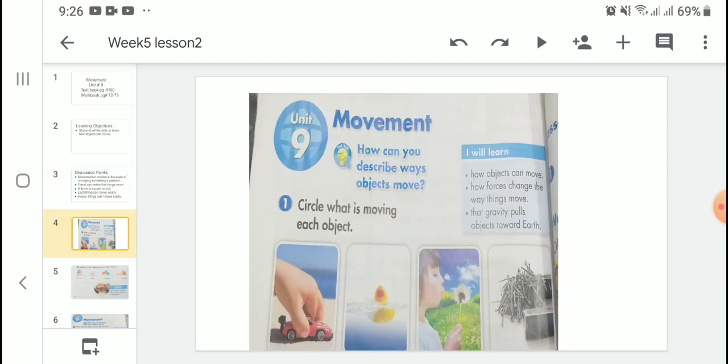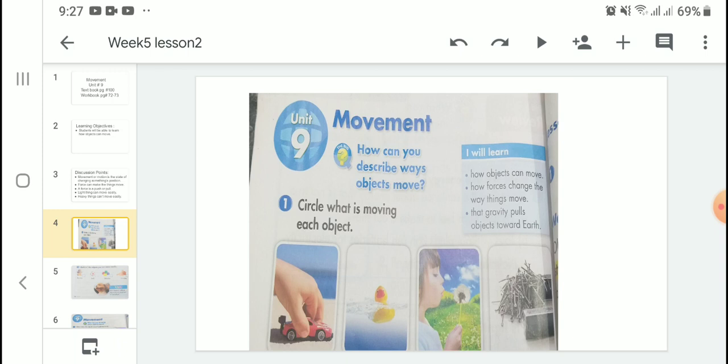Now students, open page number 100. The question is: circle what is moving each object. In each picture, force is used to move the objects. Look at the first picture. A car is moving. What helps it to move? Hand. So circle the hand. Look at the second picture. You have seen a duck is moving in water. Water helps the duck to move. So circle the water.